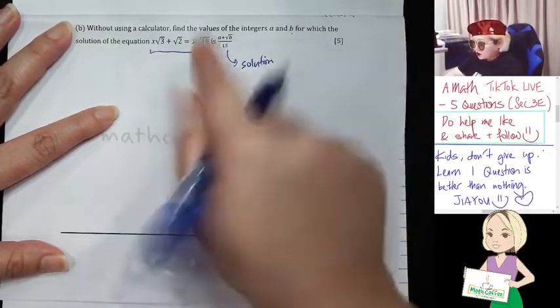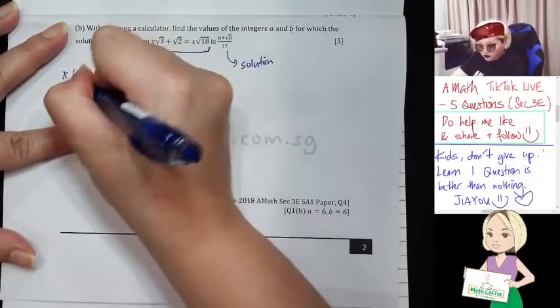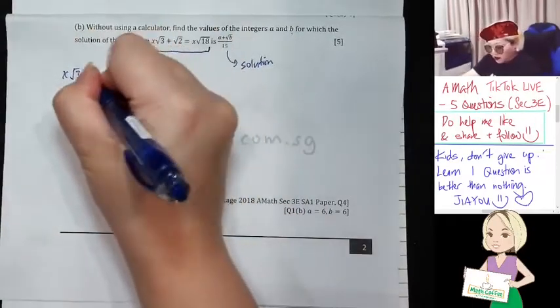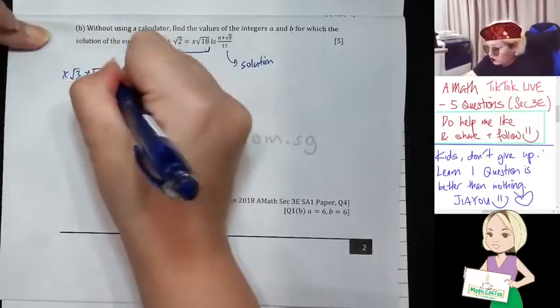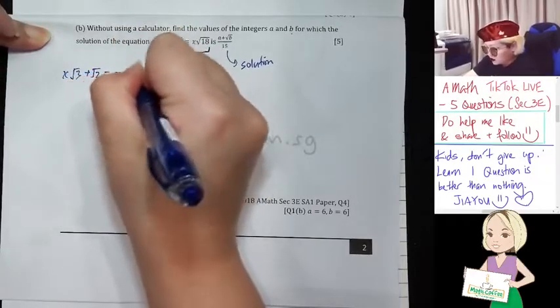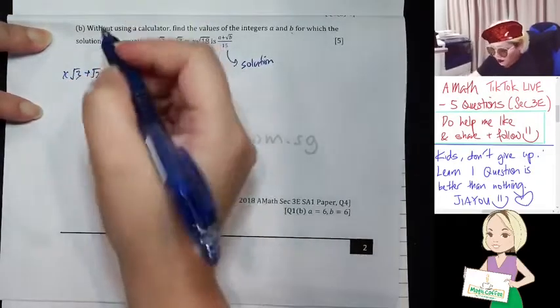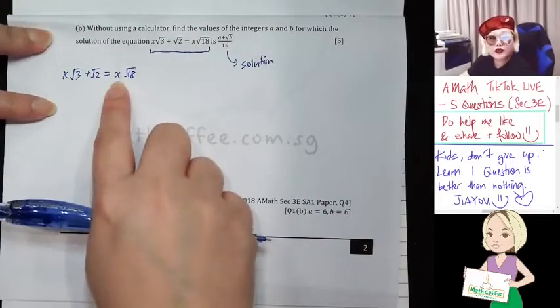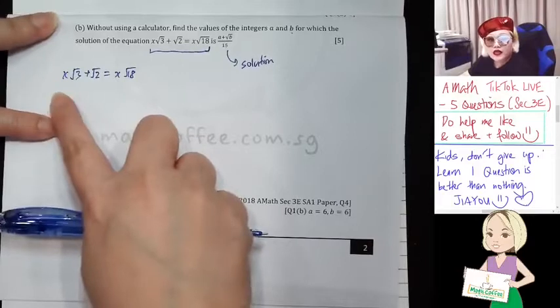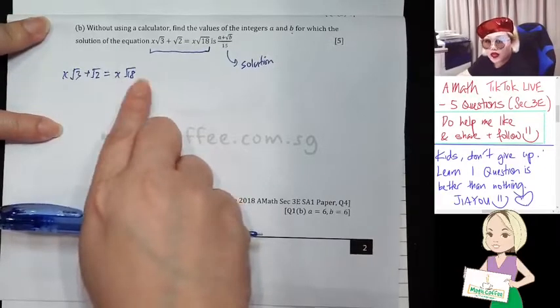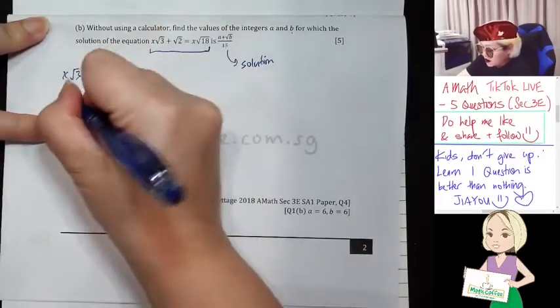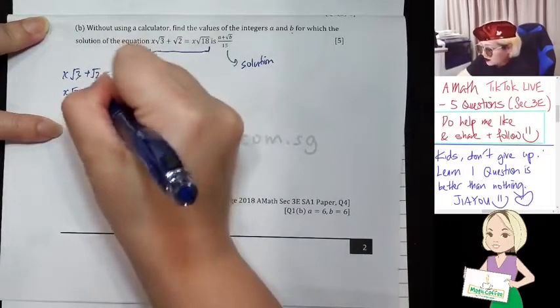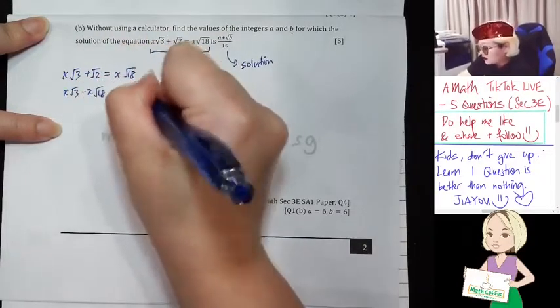So this equation, I'm going to rewrite here. So it's x square root 3 plus square root 2 equals x square root 18. Okay, so I need to solve x. So what you need to do is put all the terms with x to the left hand side, the one without x to the right hand side. So it will be x square root 3 minus x square root 18 equals negative square root 2.